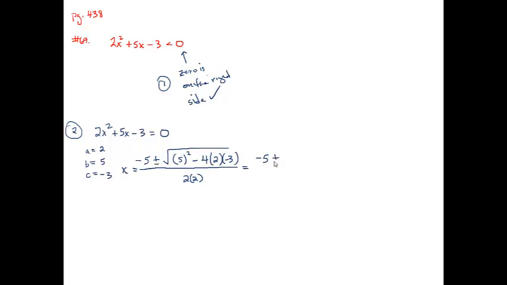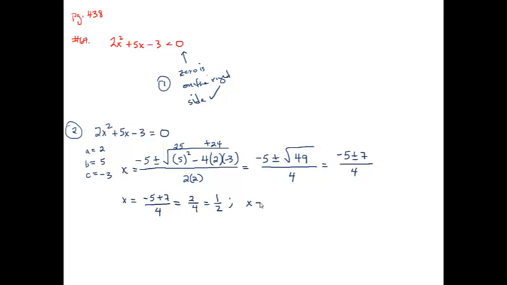So it's negative 5 plus or minus the square root of, well, this is 25, and this is 24. When you add them together, you get 49, all over 4, which is negative 5 plus or minus 7 divided by 4. So I have two x's. The first is negative 5 plus 7 over 4, which is 2 over 4, a half. The other is negative 5 minus 7 over 4, which is negative 12 over 4, which is negative 3. So you have two boundary points. One is a half, the other is negative 3.